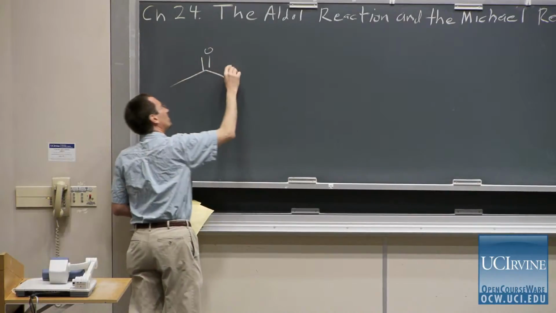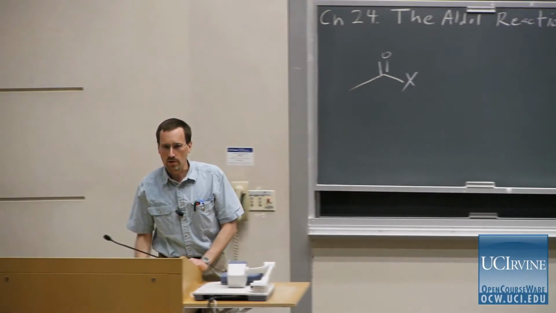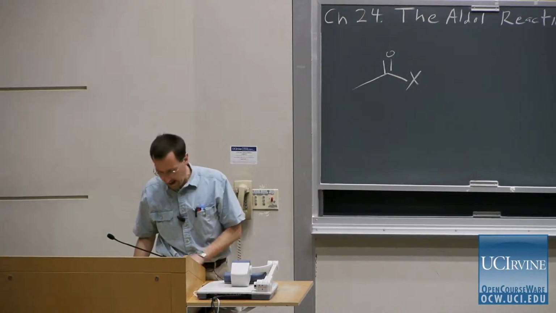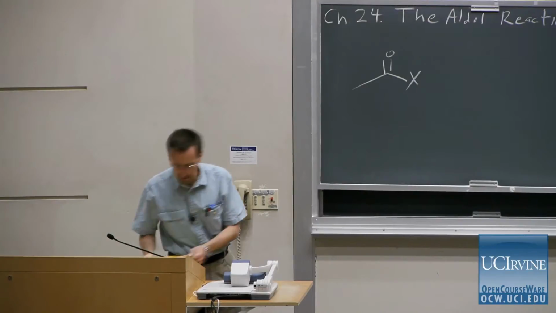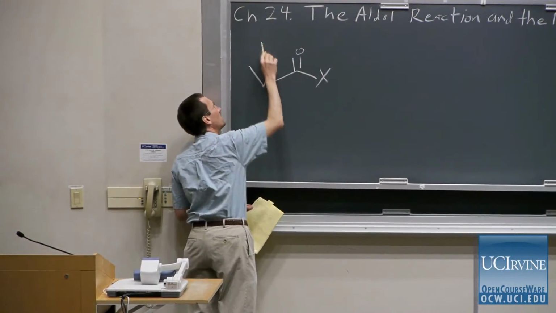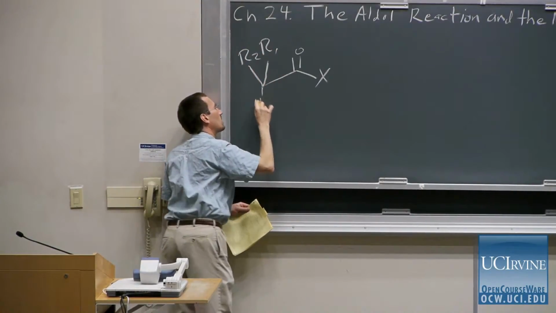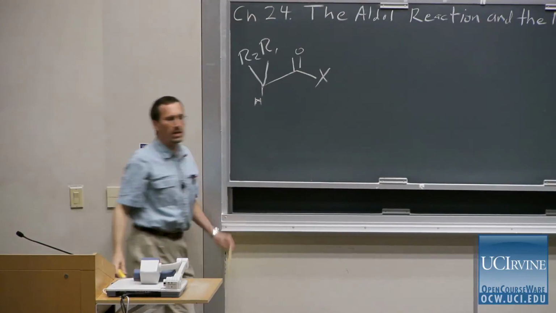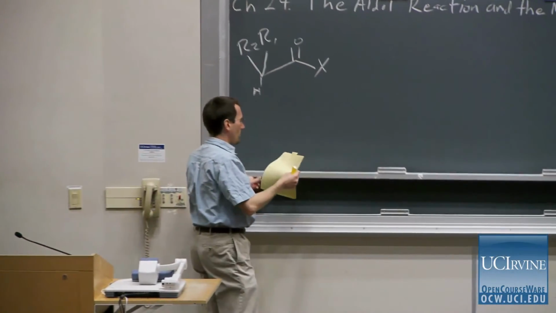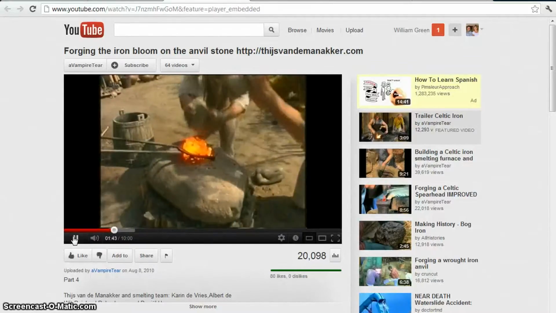All right. So in the aldol reaction, in general, what happens is an enolate reacts with another carbonyl compound. So you have a carbonyl compound, and I'm going to write this very, very generically. A carbonyl compound with an alpha hydrogen.